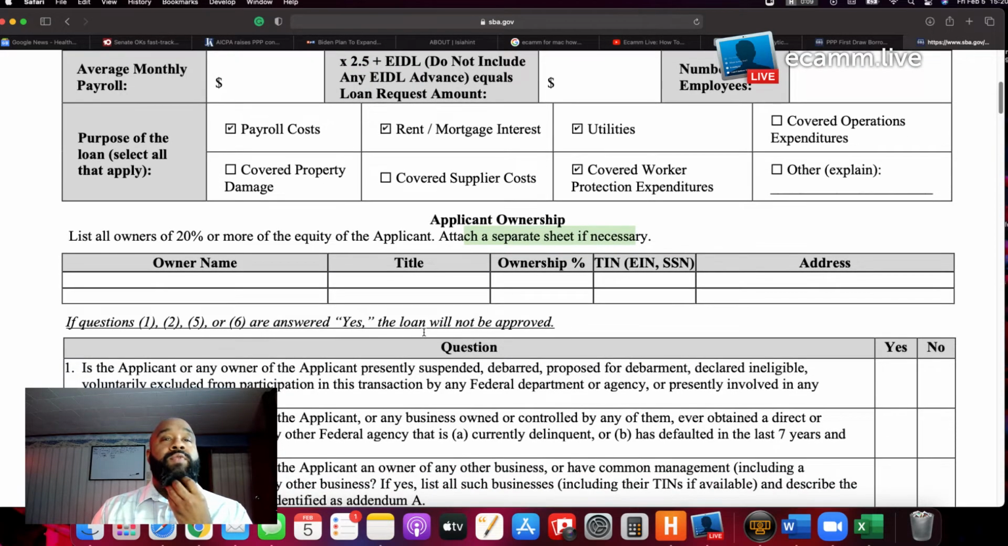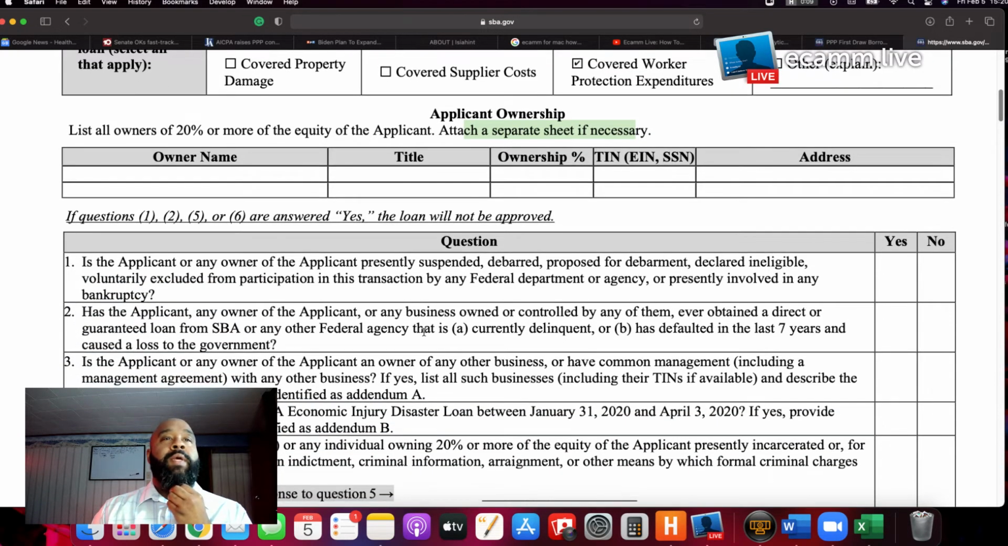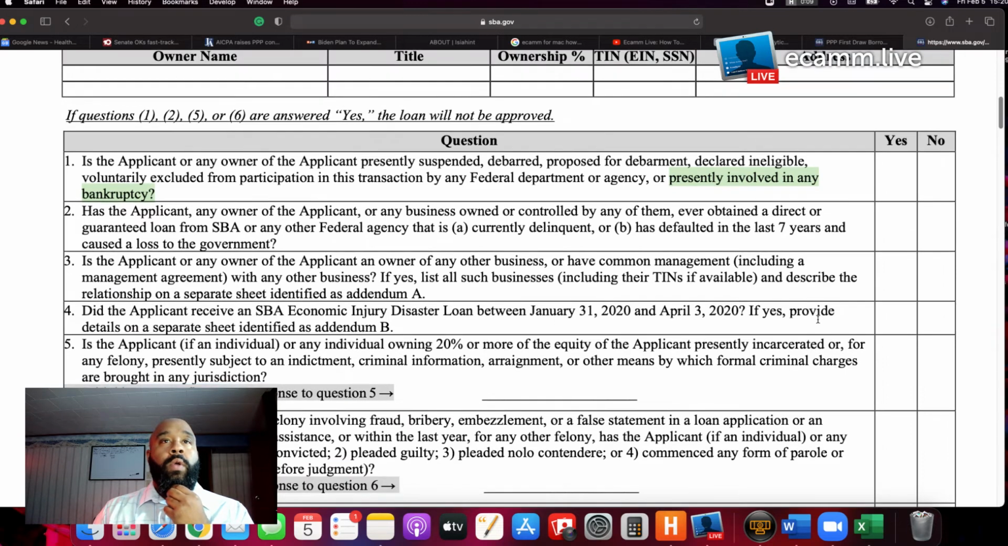Okay. These questions, I don't know if I'm going to read all of them. Is the applicant or owner presently suspended, debarred? If you're dealing with the federal government or some state governments, you can be suspended or debarred. That means you can't do business. Or presently involved in a bankruptcy? Answer yes or no. If you answer yes to any of these, it's going to lower your chances. So you really want no. But if you have this and you can explain it, then go through it. And don't ever, ever, ever make stuff up. Don't lie. Okay? It's always better to apply than not to apply.